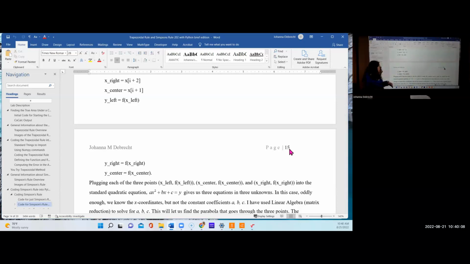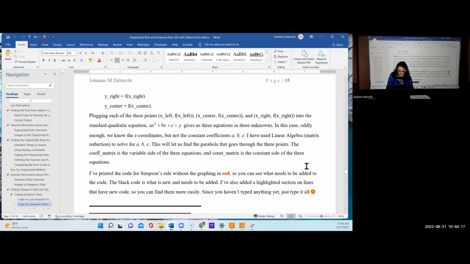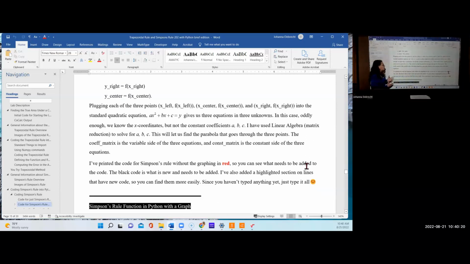Plugging in each of these values into the quadratic equation gives us 3 equations and 3 unknowns. And that gives us the ability to then solve for that, which will let us find the parabola going through those 3 points. So we don't need to worry about all of that.